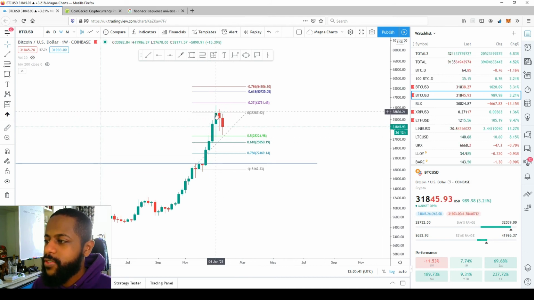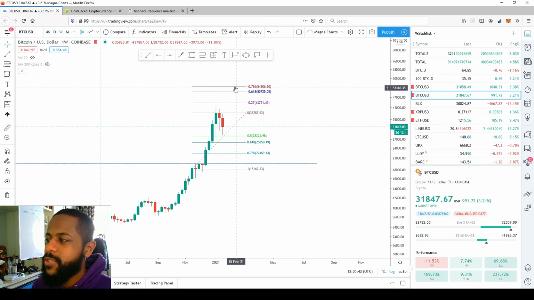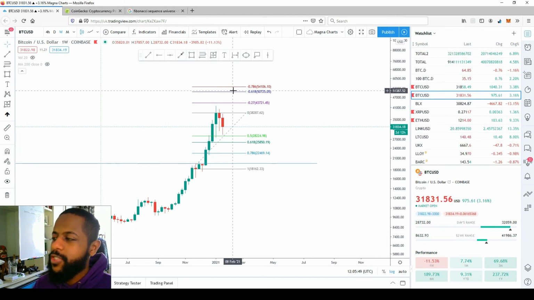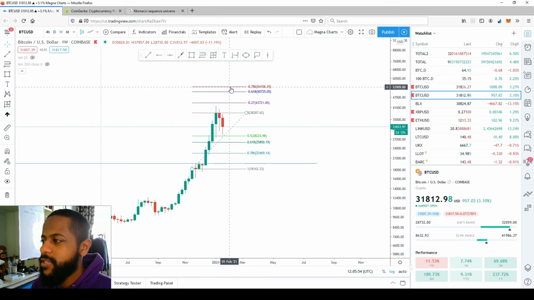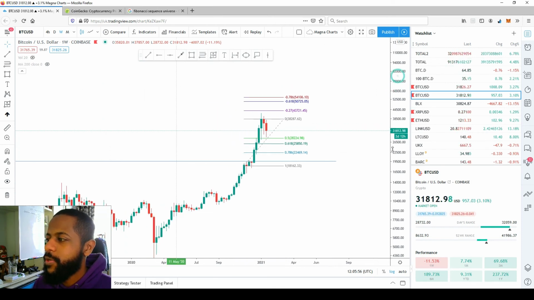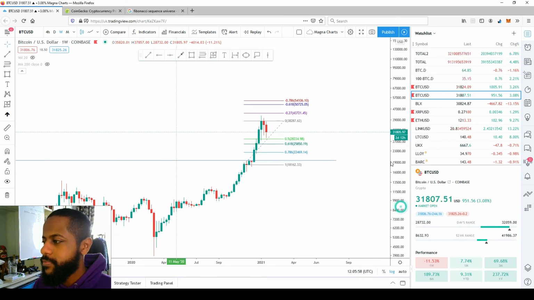And then the targets above that, once we close above 38,000, which is the previous top, the extensions will take us to at least 54,000 as a conservative target. But you can see during the bull run, we absolutely smashed targets. So I would say 54,000 and beyond is where I predict it to go.